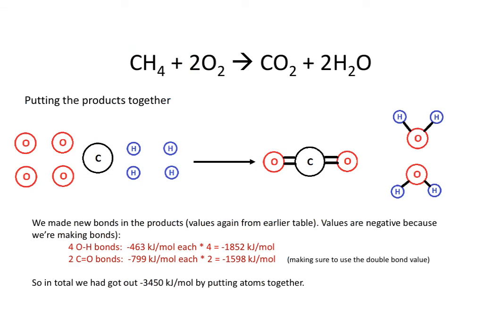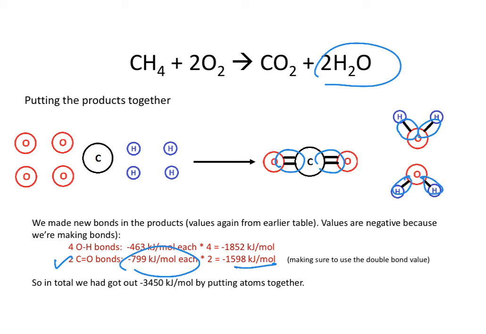So here are the bonds we've made in the products, okay? We made 2 new carbon-oxygen double bonds, and we made 2 molecules of water. If we drew a model of those, we made 1, 2, 3, 4 oxygen-hydrogen bonds. So if we add the energy released to the environment from the bonds made, it shows us that we get back minus 3,450 kilojoules, okay?